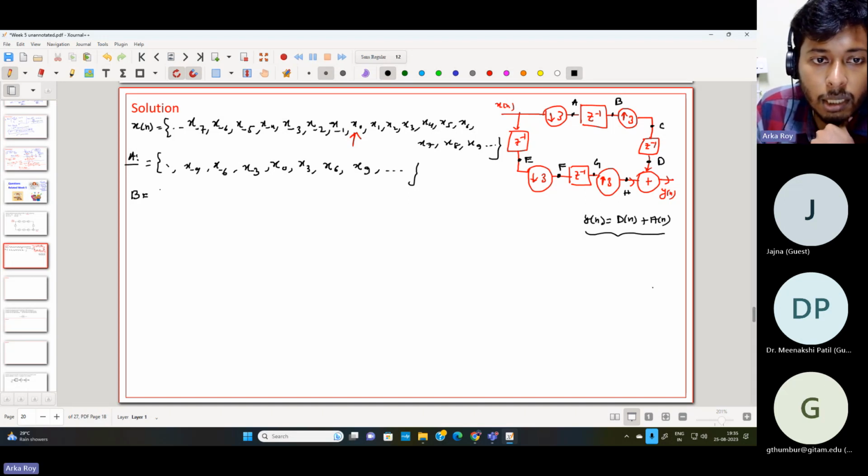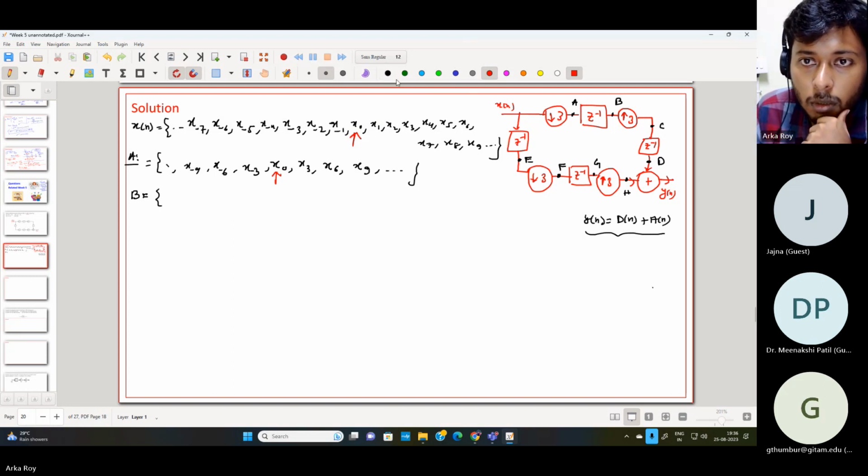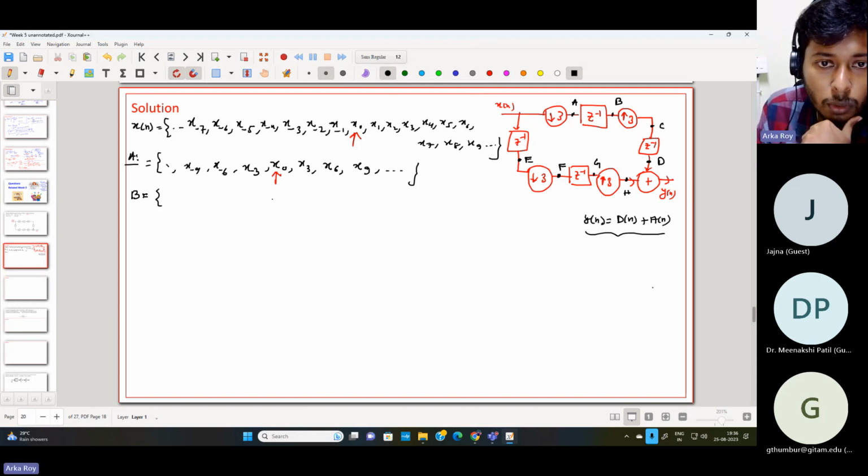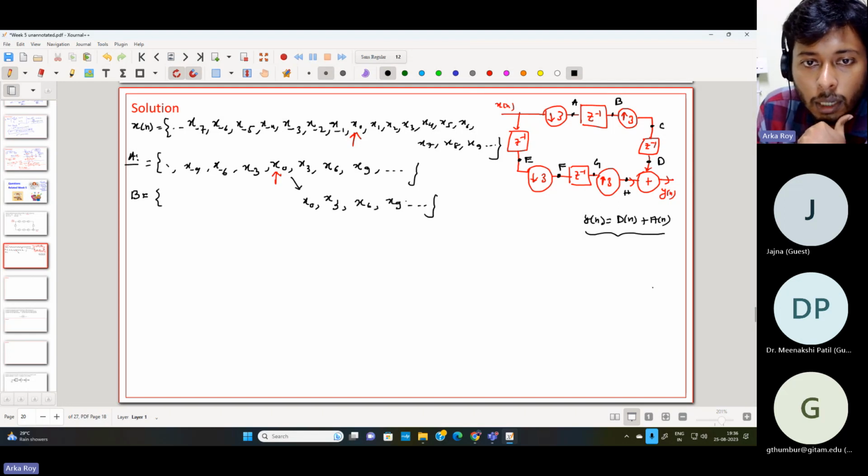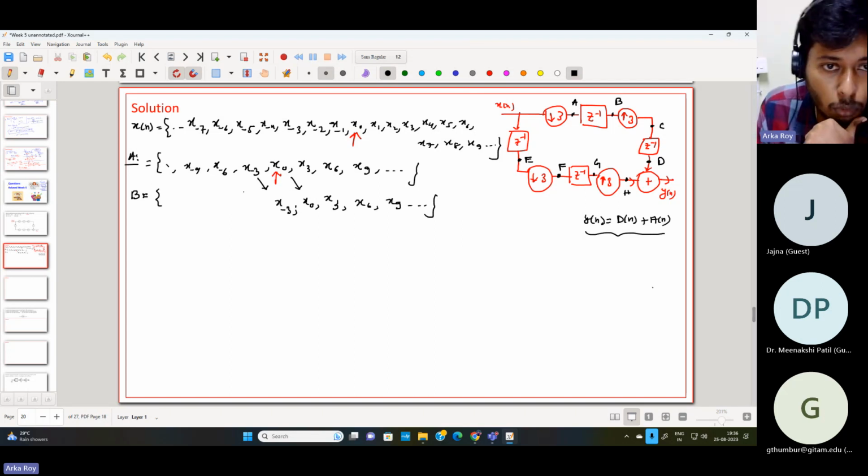Then B is basically a delay. So this is the zero location. This location is very important because we need to find the sample value at the zeroth index of y. So this will be shifted. Now when this is shifted, x0 will come over here. So likewise x3, x6, x9, dot dot, and x of minus 3 will now be at this particular location. So x of minus 6, x of minus 9, and dot dot.